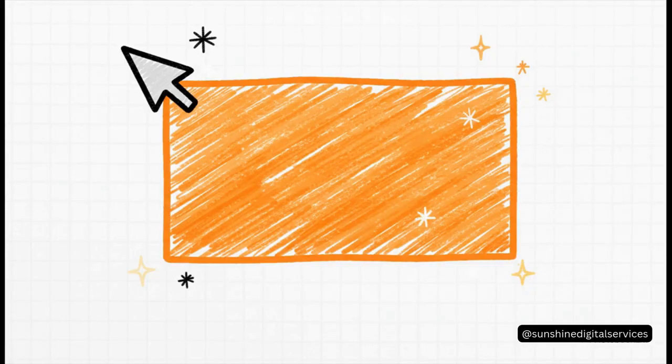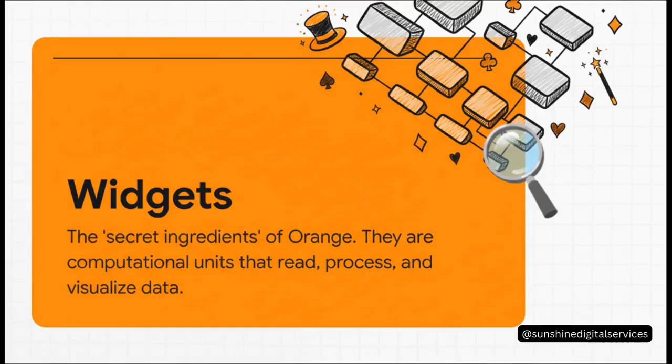When you first open up Orange, what you see is this, a blank canvas. This is your digital workspace. This is where you're going to visually build your entire analysis from start to finish, piece by piece. Now, those building blocks I mentioned, in Orange, they have a name, widgets. Just think of each widget as its own little specialized tool. It's a small computational unit that does one specific job, whether that's loading your data, processing it, or creating a cool visualization.